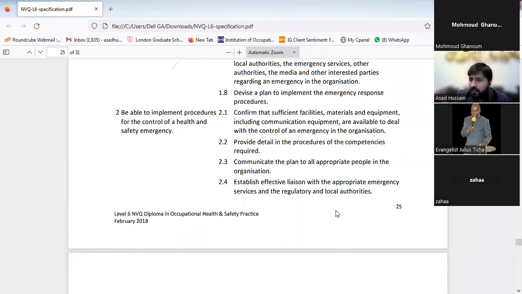In 1.8, it is asking to plan to implement the emergency response procedure. Do you need to change the procedure into a plan? No, Mahmoud, it is asking that you have emergency response procedures developed. For example, you and your management have developed an emergency response procedure. So for the implementation of that procedure, you should have a plan to implement that emergency response procedure in your workplace.